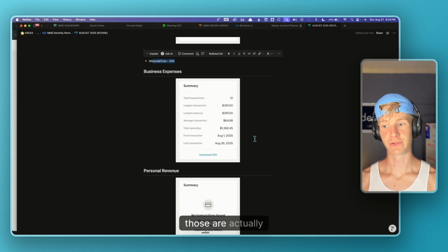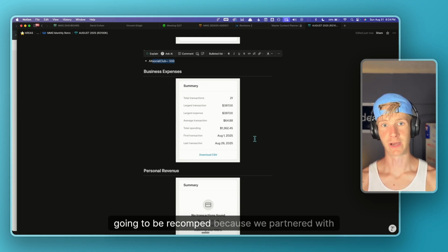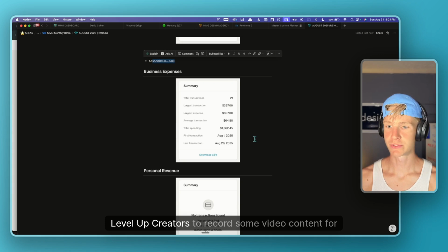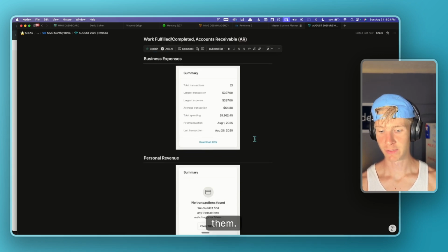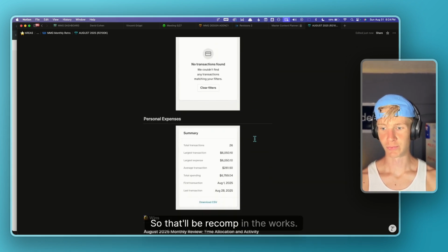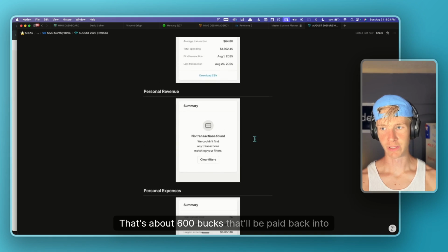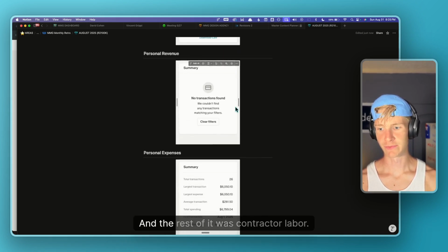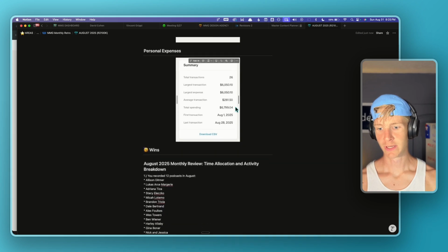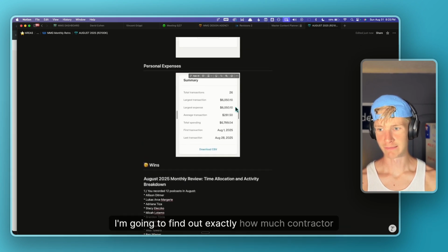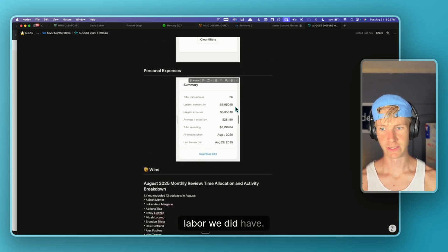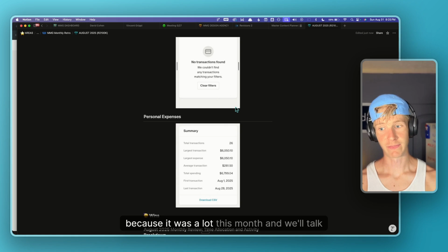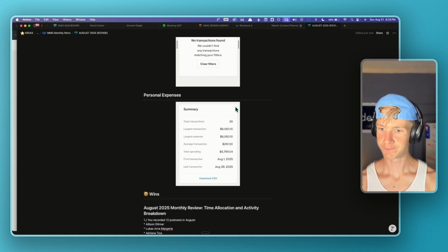But those are actually going to be recomped because we partnered with Level Up Creators to record some video content for them. So that'll be recomped in the works. That's about $600. That'll be paid back into that account. So really just about half of that. And the rest of it was contractor labor. I'm going to find out exactly how much contractor labor we did have because it was a lot this month. And we'll talk about why.